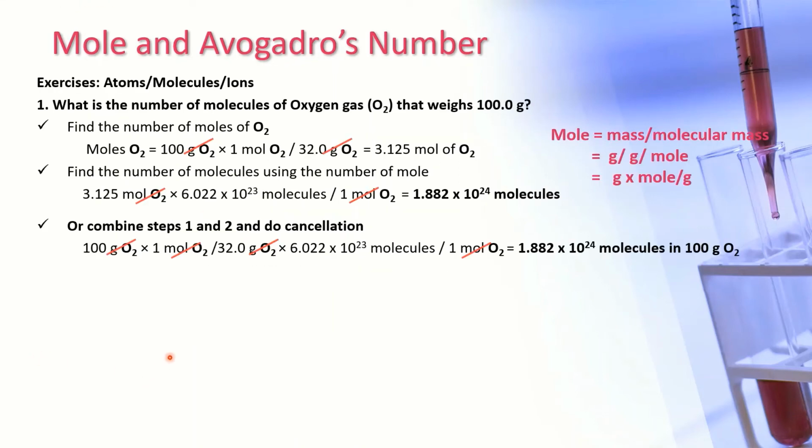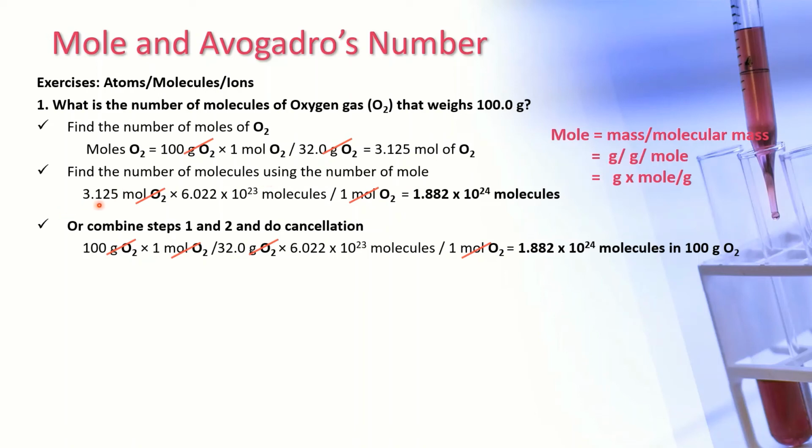Let us have some exercises. Exercise 1. What is the number of molecules of oxygen gas that weighs 100 grams? First, find the number of moles of oxygen using the formula mass over molecular mass. Moles of oxygen is equal to 100 gram oxygen times 1 mole of oxygen over 32 grams of oxygen. You cancel grams of oxygen, what is left is moles, so you have 3.125 moles of oxygen.